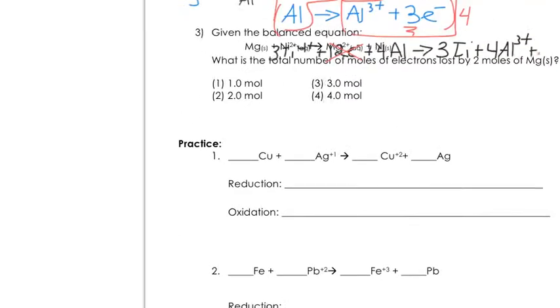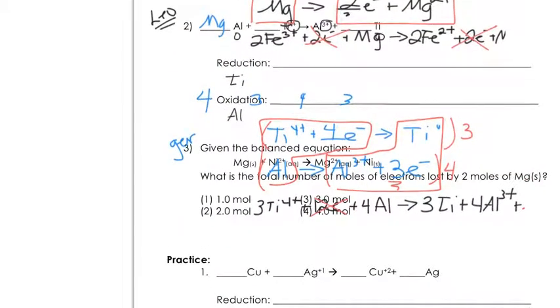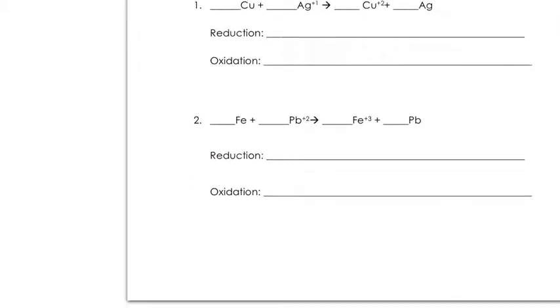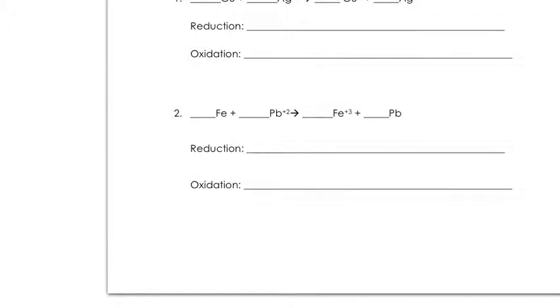Alrighty, so if we take a look at this guy, again, oxidation numbers listed, 0, 2 plus, plus 1, and 0.